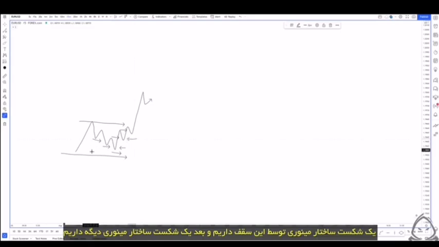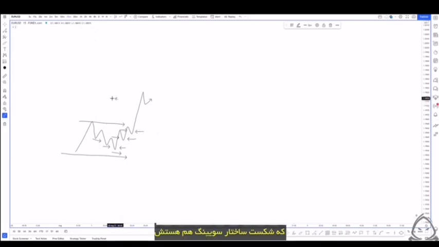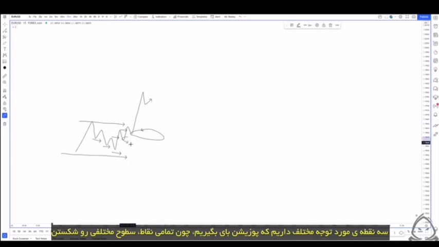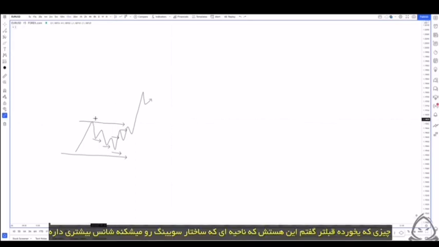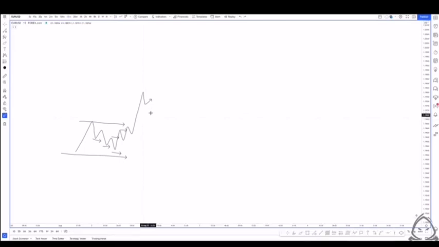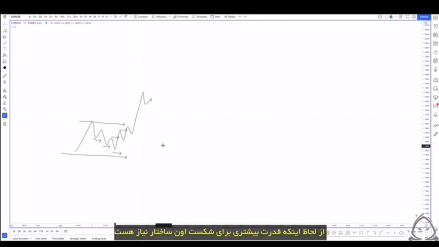We have a break of minor structure with this high here. And then we have another break of minor structure, which is also a break of the swing structure. So what this provides us is 3 different points of interest that we could be looking to buy at, as all 3 have broken various points of structure. Now, what I had said earlier is that something that breaks swing structure is going to be higher probability in terms of the overall strength that it takes to break that bit of structure.